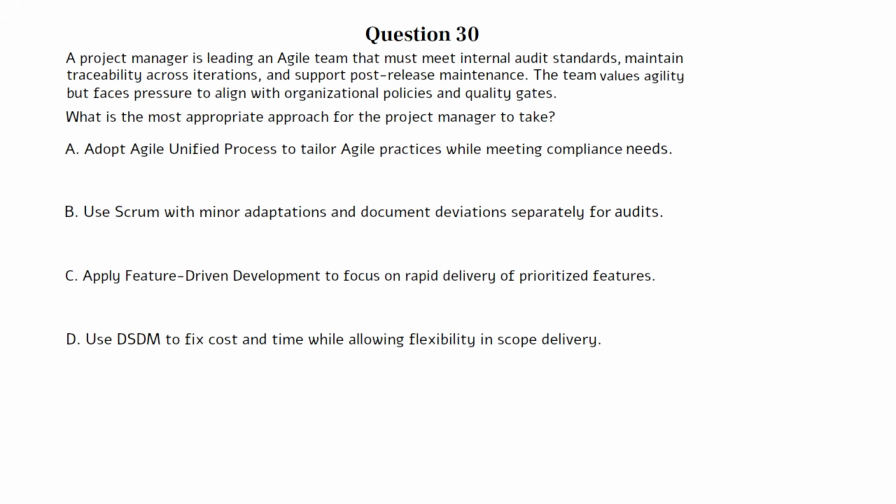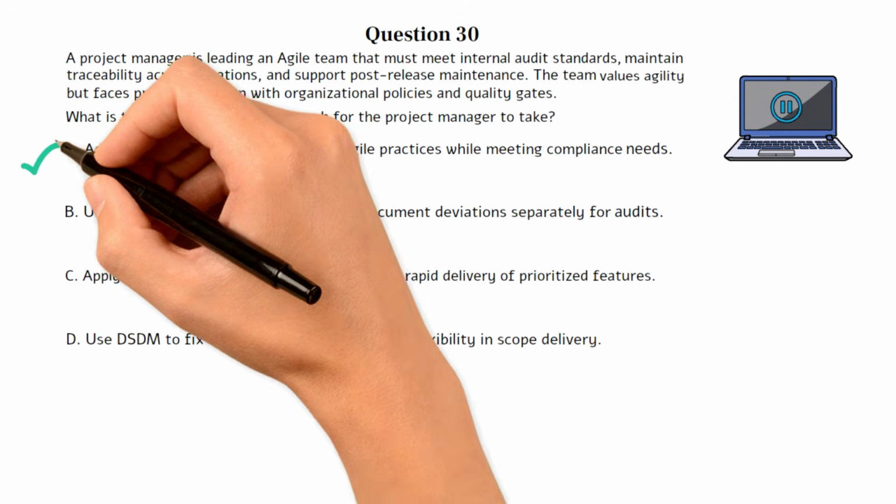A. Adopt Agile Unified Process to tailor agile practices while meeting compliance needs. B. Use Scrum with minor adaptations and document deviations separately for audits. C. Apply feature-driven development to focus on rapid delivery of prioritized features. D. Use DSDM to fix cost and time while allowing flexibility in scope delivery. You can pause the video here if you need more time to work on the question. The correct answer is A.